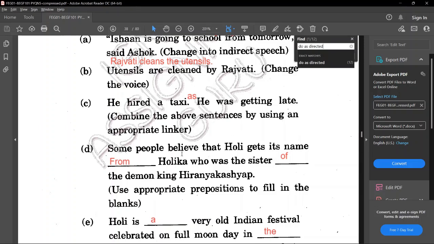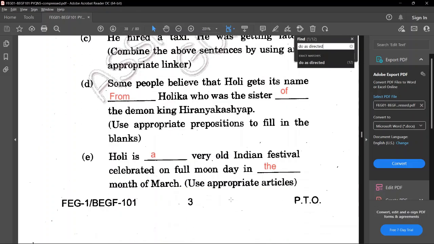Some people believe that Holi gets its name blank Holika, who was the sister blank the demon king Hiranyakashipu. Prepositions can also be from or of. So in this case, it gets its name from Holika, who was the sister of the demon king Hiranyakashipu. Holi is blank very old Indian festival celebrated on full moon day in blank month of March. Appropriate articles are a and the. Holi is a very old Indian festival celebrated on full moon day in the month of March.